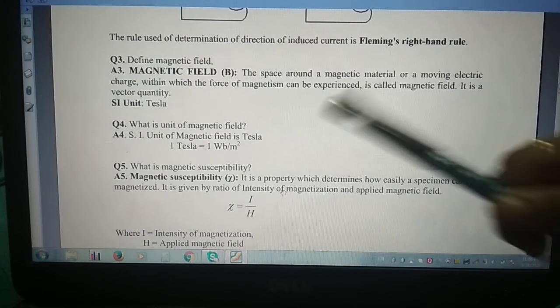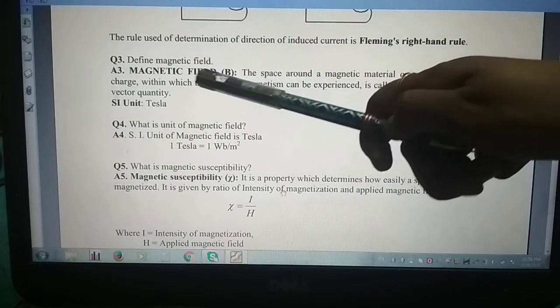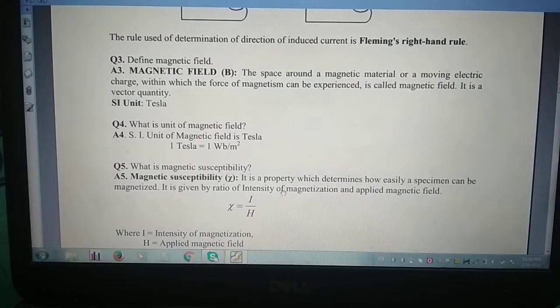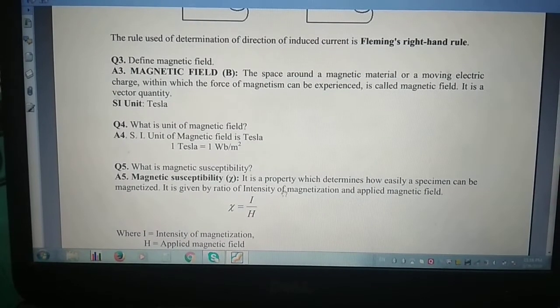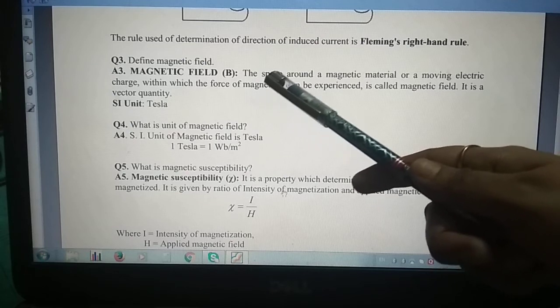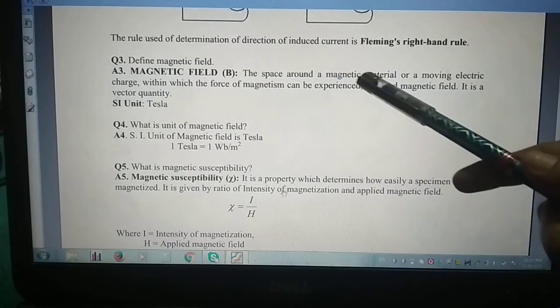Okay, coming to the next question. Question number 3. Define magnetic field. I hope all of you know what an electric field is. Electric field, as all of you know, is the space around an electric charge in which the effect of electricity can be experienced. In a similar way, we can explain magnetic field. The space around a magnetic material.